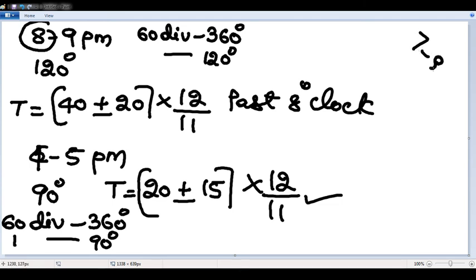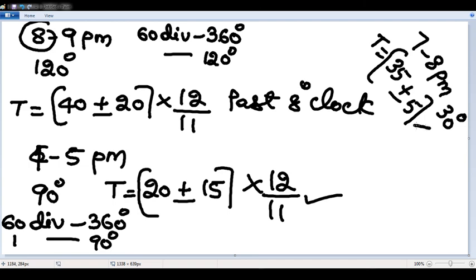Very easy. 7 to 8 p.m., 30 degrees. 30 degrees will be 7 5s are 35 plus or minus 360 by 12, 30. 60 by 12 is 5. 35 plus or minus 5 into 12 by 11. Right?